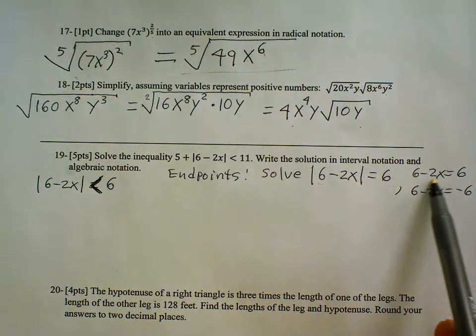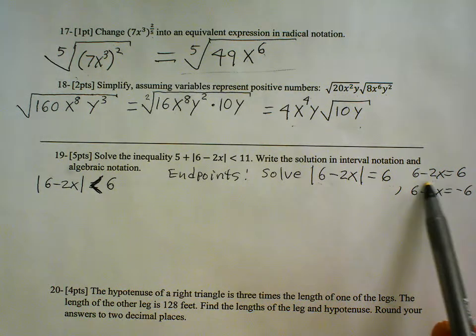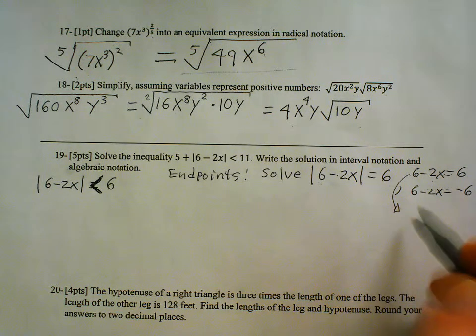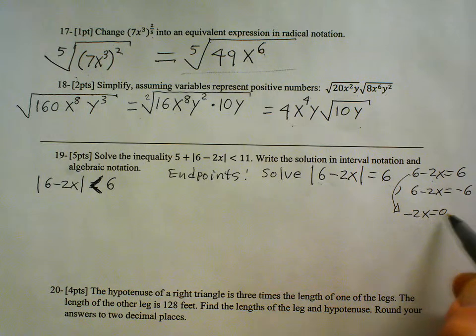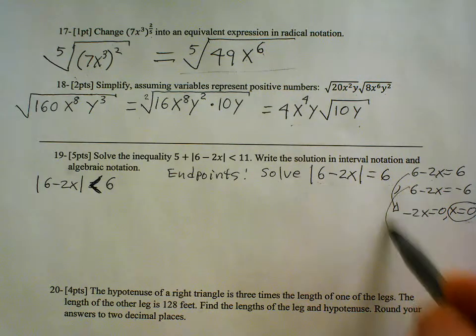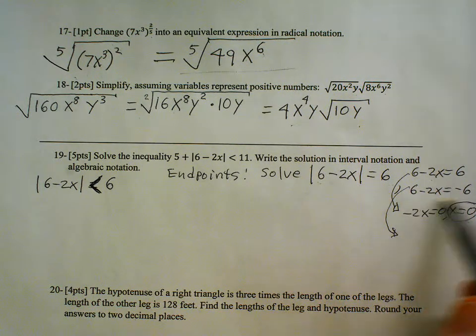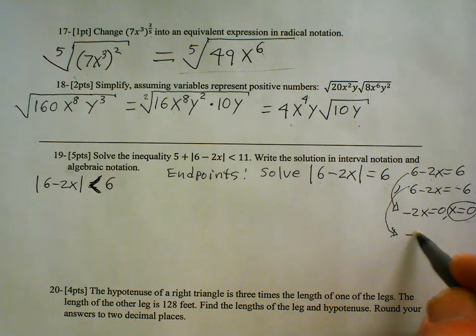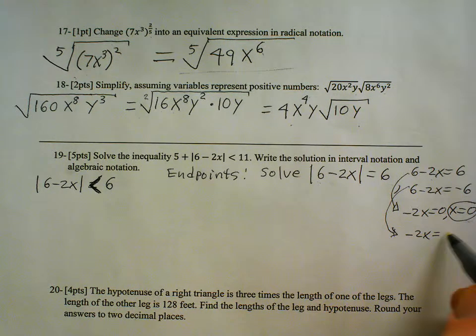When we solve the top equation, we can subtract 6 from both sides, and we get negative 2x equals 0, or x equals 0. So x equals 0 is one of the endpoints. And then solve the other equation for x. If we subtract 6 from both sides, we get negative 2x equals negative 12. And then divide both sides by negative 2, we get x equals positive 6.